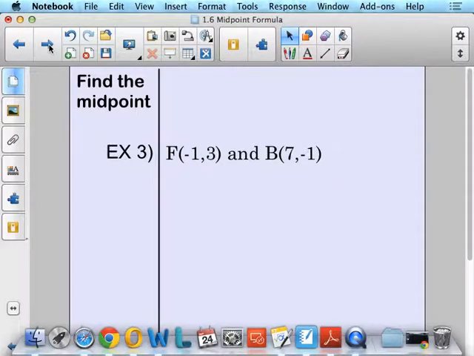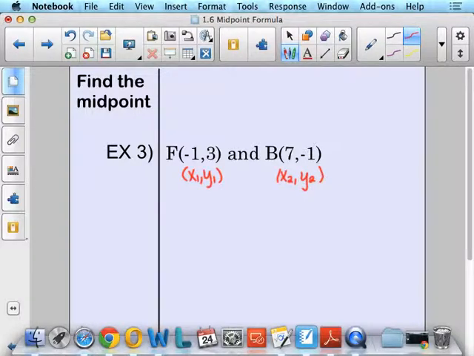Okay, two more examples like this. The two endpoints are (-1, 3) and (7, -1). Here I have x1, y1, and x2, y2. So I'm going to have m equals (-1 + 7) divided by 2, and then (3 + -1) divided by 2.